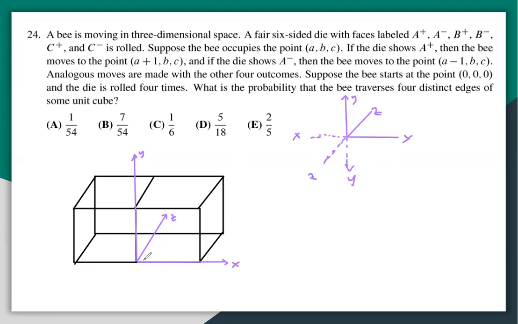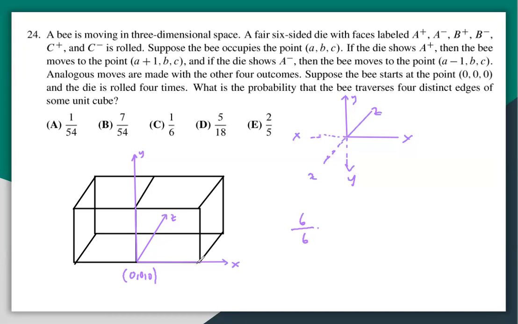Since we are told we are starting at the origin, that will be (0, 0, 0). And we can go in any direction for the first move, because we can increase x by one or decrease x by one, increase y by one or decrease y by one, or increase z by one or go the other direction. So for the first move, we have six possible directions, and we can go in any direction, which doesn't matter.